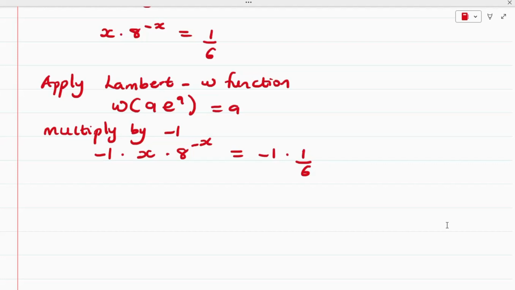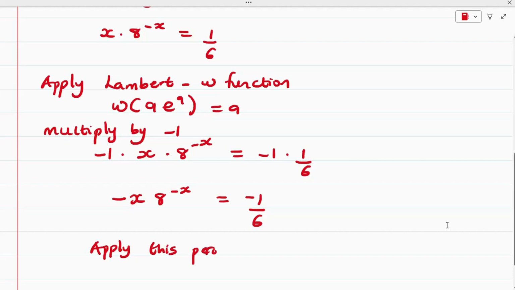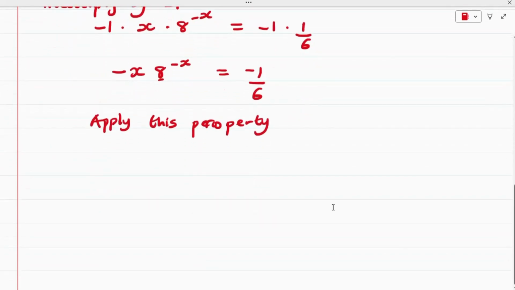Okay, so we have negative x multiply 8 to the power of negative x, and this is equal to minus 1 over 6. So we want to simply apply this property. Now the reason why we are applying this property is, if you take a look at the Lambert-W function, we have a multiply e raised to the power of a. So we want to make sure that we can change 8 to be e right here. Applying this property that simply says that if we have e raised to the power of ln a, this is equal to a.